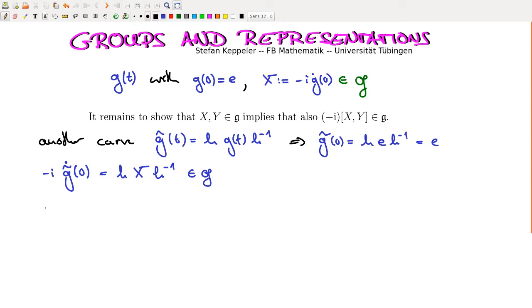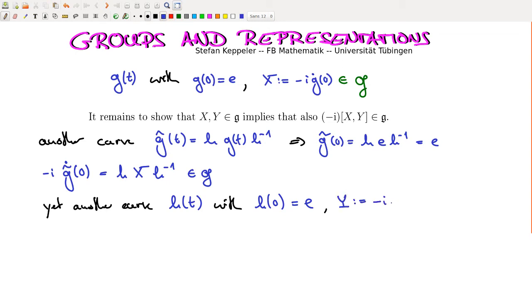Now let's consider yet another curve. Call it h of t, which also passes through the identity. h of 0 is the identity, and we call the derivative here Y. So we say capital Y is minus i h dot at 0. Again, this is a Lie algebra element.